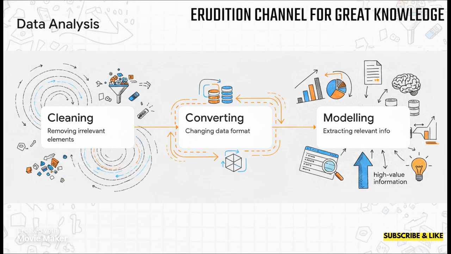The ultimate objective of data analysis is to extract relevant information so we can make actionable business decisions. To get that business intelligence, the analysis process requires 3 main actions: cleaning the data, converting the data, and modeling the data. By putting the information through those 3 steps, an analyst can finally pull out the high-value insights needed to guide major organizational choices.